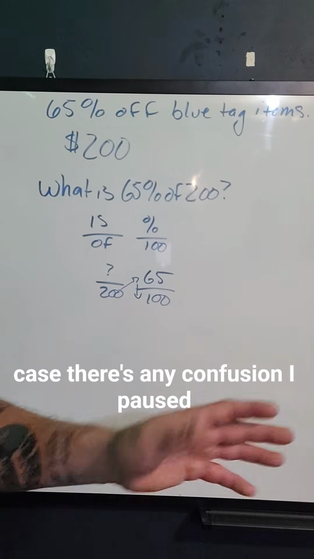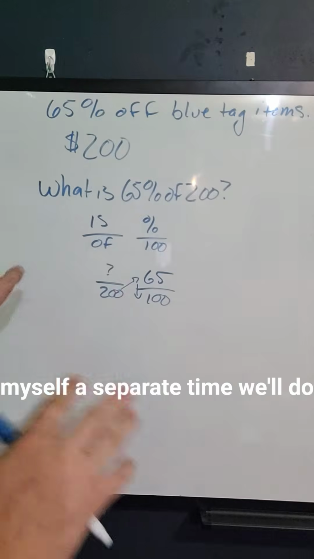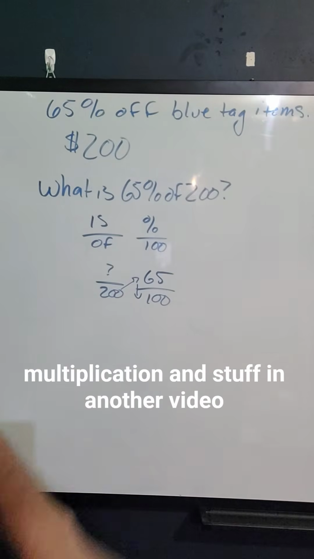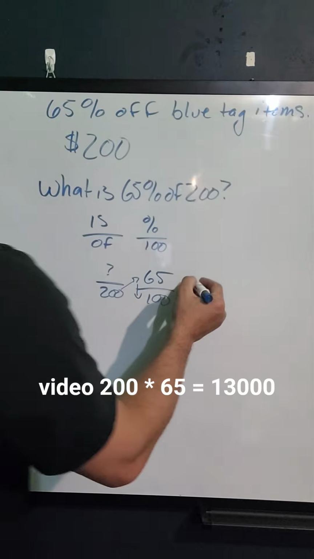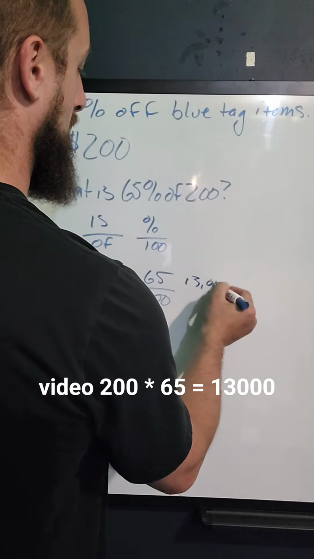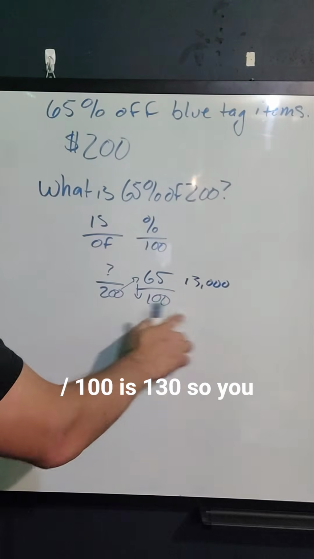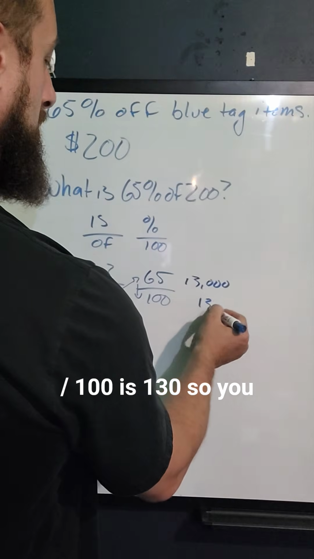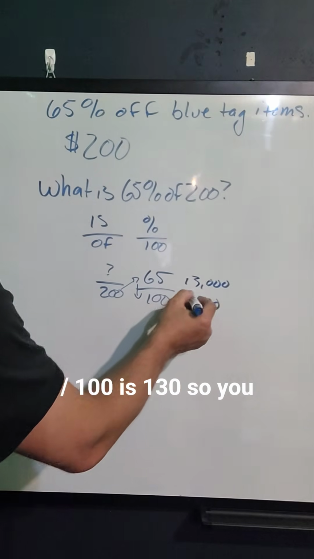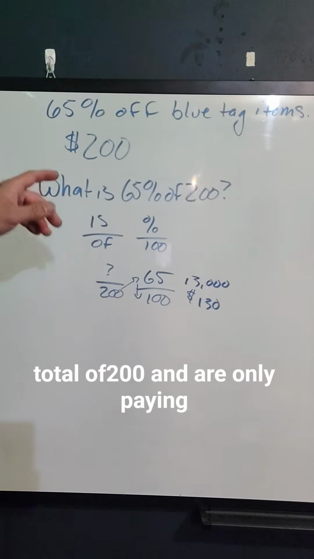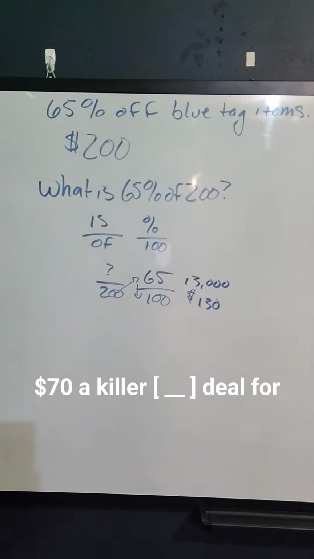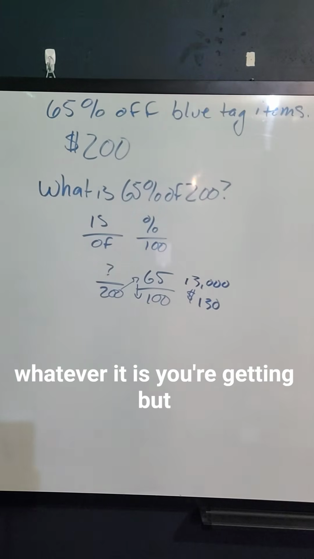So in case there's any confusion, I paused the video and did the math myself at a separate time. We'll do multiplication and stuff in another video. But to save time for this video, 200 times 65 equals 13,000. Divided by 100 is 130. So you are taking $130 off of the total of 200 and are only paying $70. A killer deal for whatever it is you're getting.